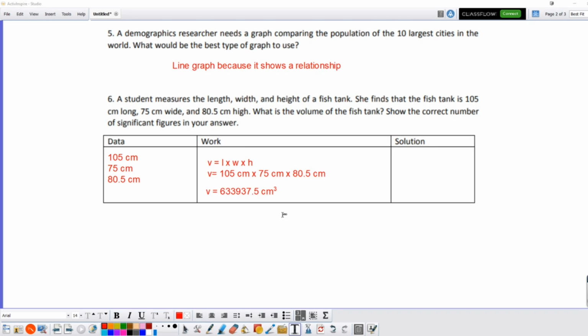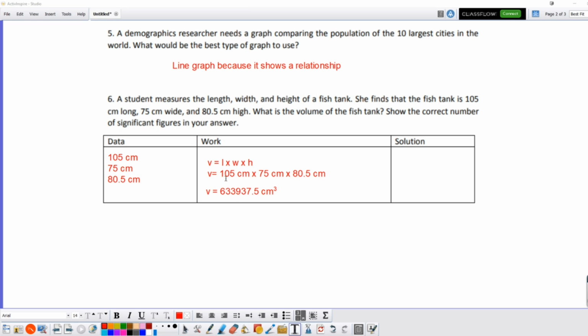So when I did this in a calculator, I got 633,937.5 cubic centimeters. But because we're not measuring with a super precise tool, let's say we're just using a standard school ruler, there's no way we can have that level of precision. So we need to round this down to the least significant amount of digits.